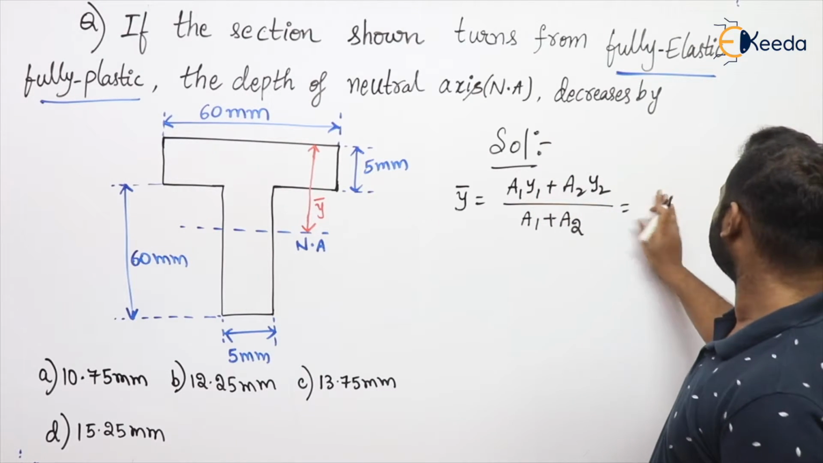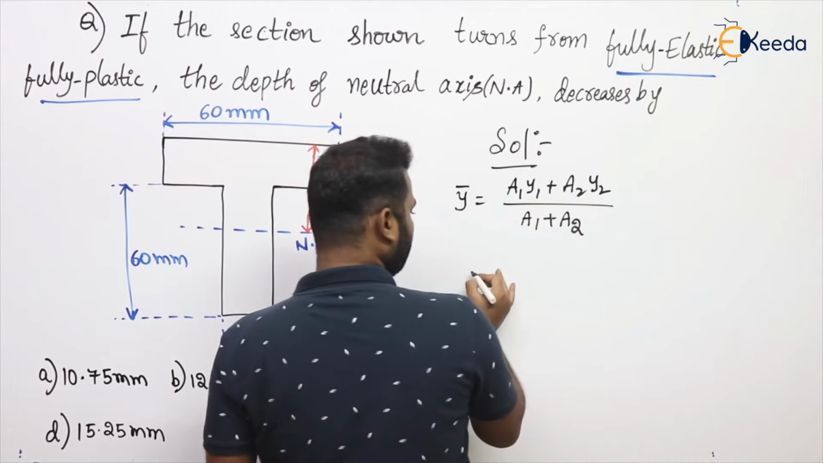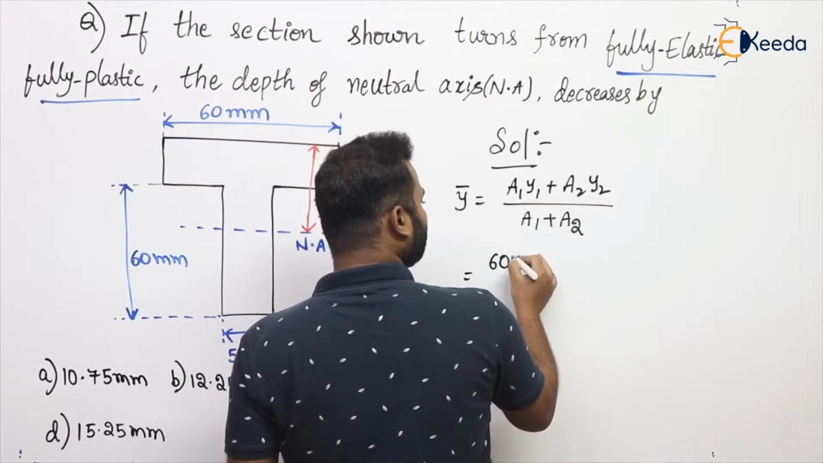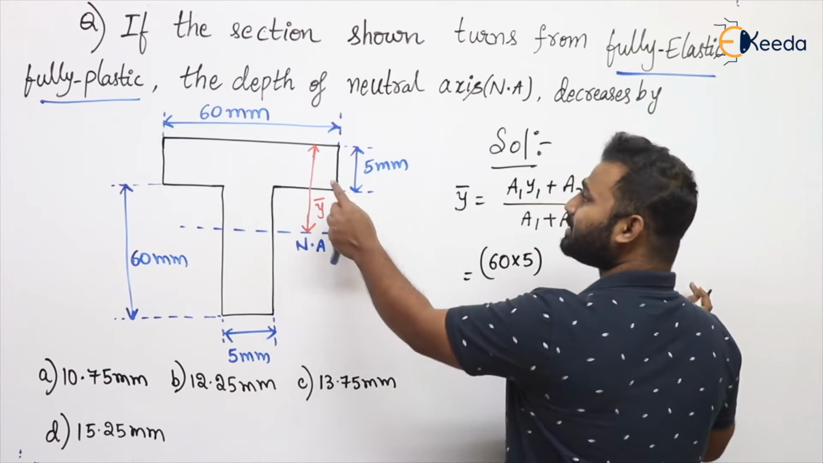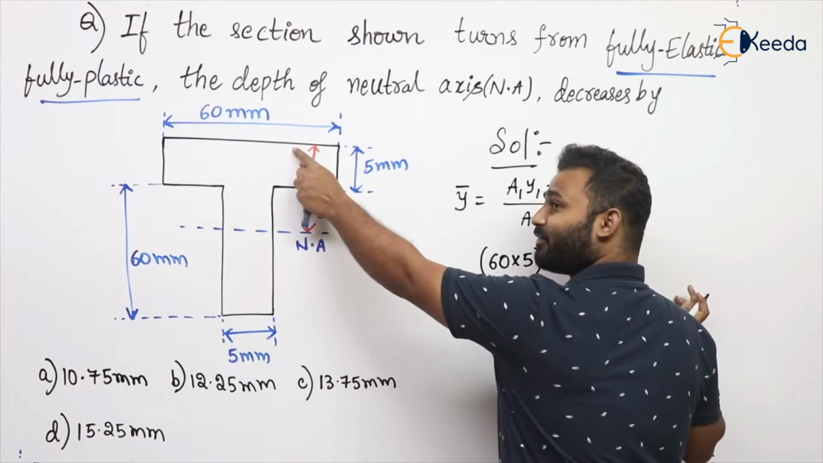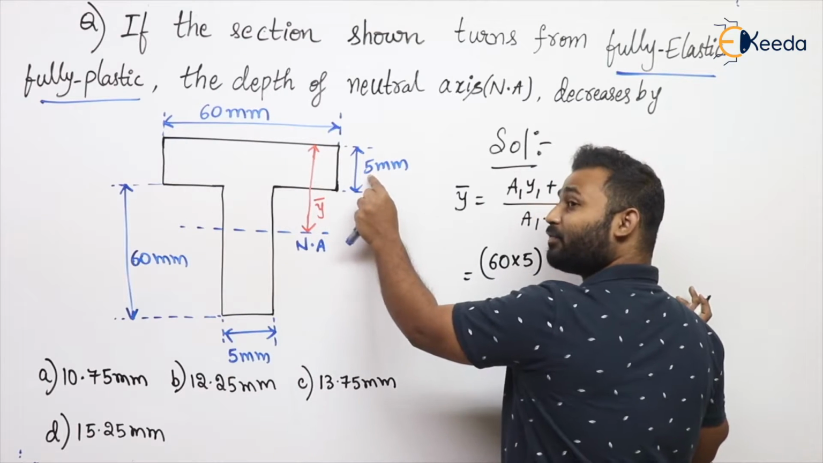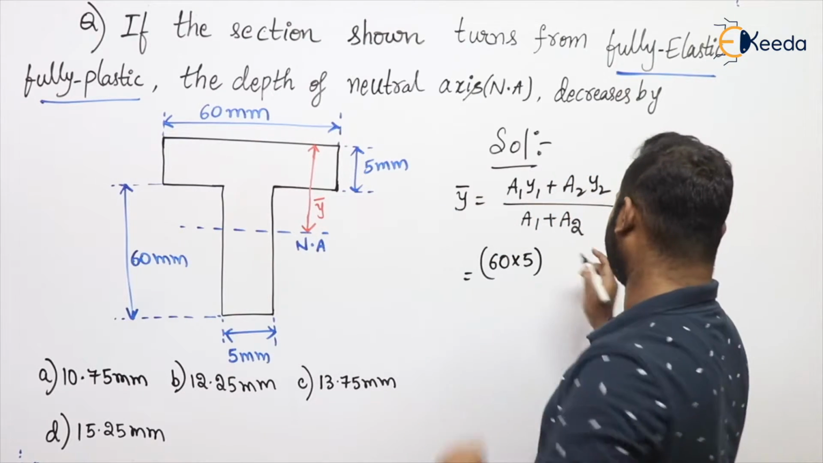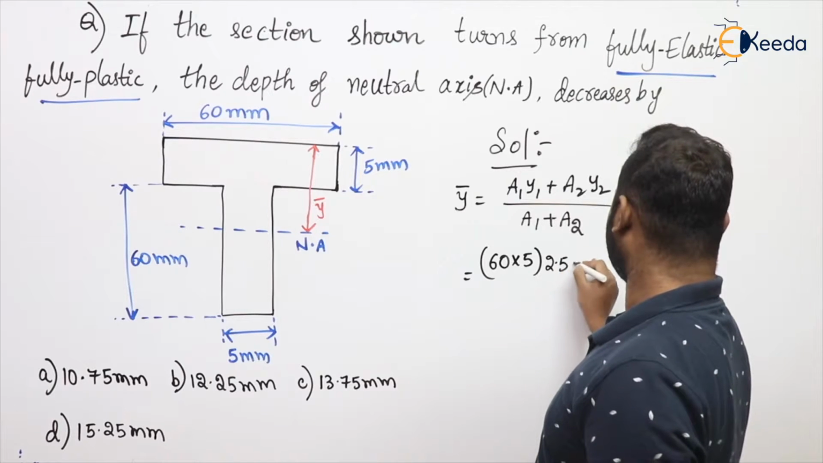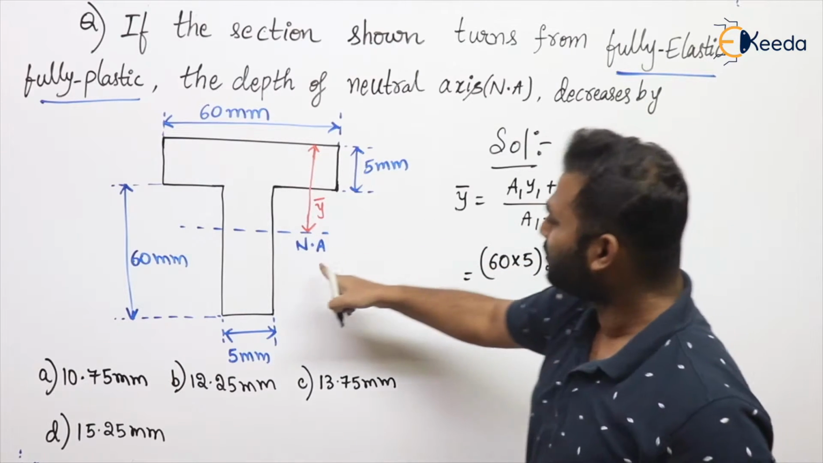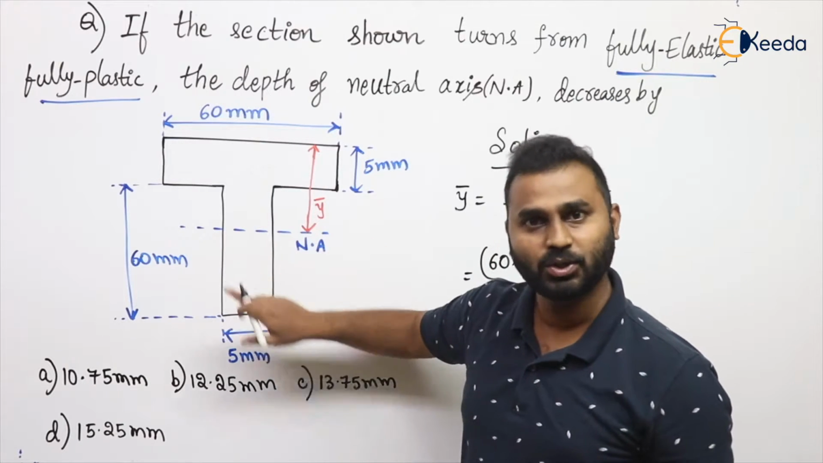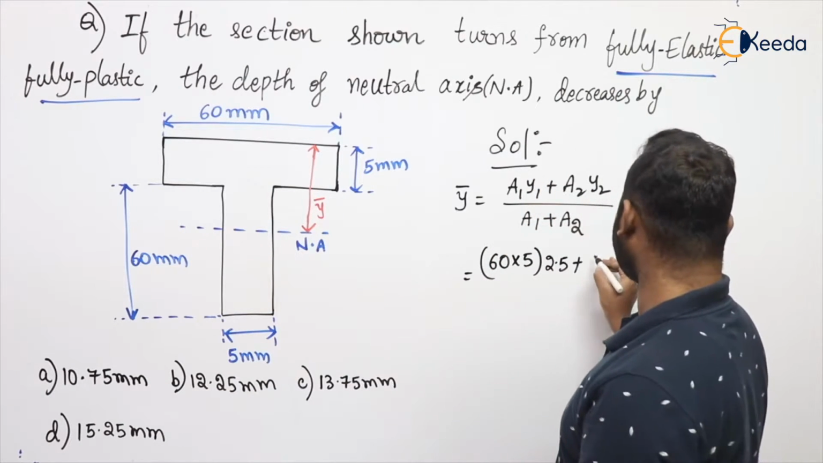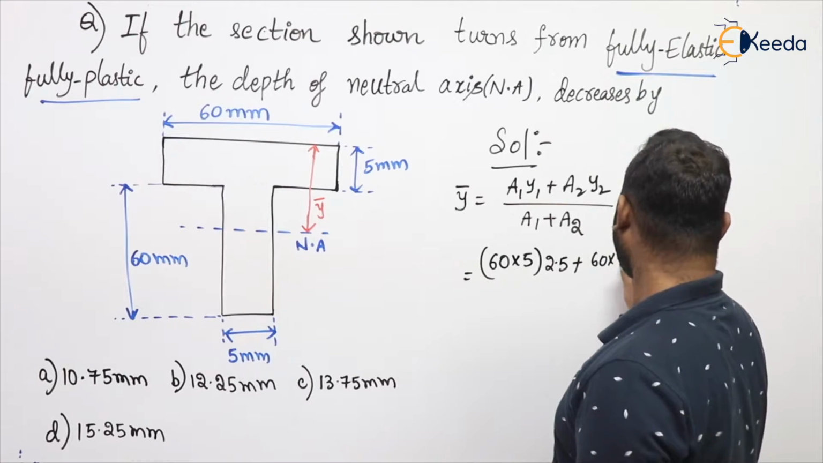So here I'll write 60 into 5. And now what is the CG? Where the CG lies for this flange from the top fiber, or from the extreme fiber, is half of 5, that is 2.5, plus A2. So areas are equal here. It is very clear that area of the flange is equal to area of the web. So areas are equal. Now A2 is also the same, 60 into 5.